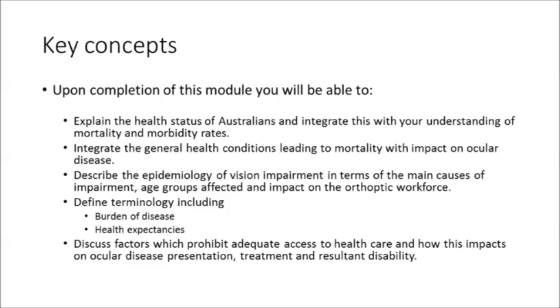Upon completion of the module, you will be able to explain the health status of Australians and integrate this with your understanding of mortality and morbidity rates. Integrate the general health conditions leading to mortality with impact on ocular disease. Describe the epidemiology of vision impairment in terms of the main causes of impairment, age groups affected, and impact on the orthoptic workforce. Define terminology including terms such as burden of disease and health expectancies.